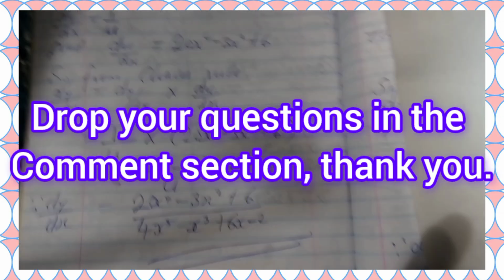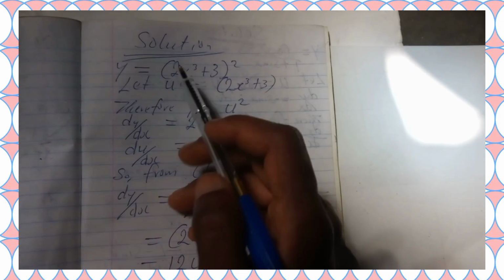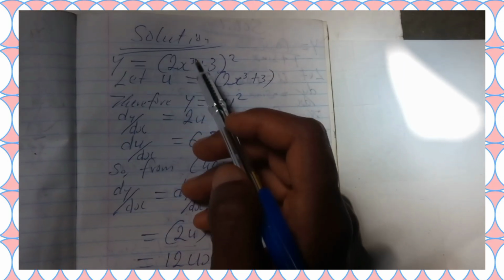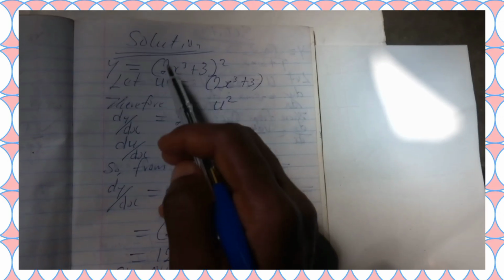Okay, now let's look at another example. Let's solve this kind of question in differentiation. If y equals (2x squared plus 3) raised to the power of 2, this is the question. So how are we going to solve? We know that this is a function raised to a power.